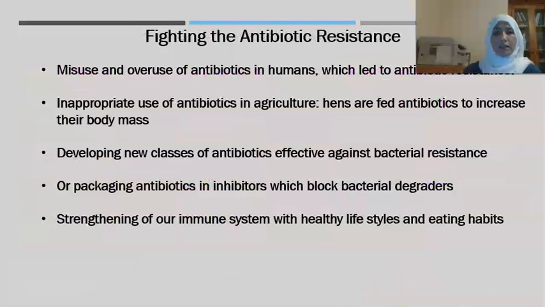And finally, let's discuss important points in fighting antibiotic resistance. Let's focus first on misuse and overuse of antibiotics in humans, which led to antibiotic resistance to begin with. The second would be inappropriate use of antibiotics in agriculture. Hens, for example, are fed antibiotics to increase their body mass.